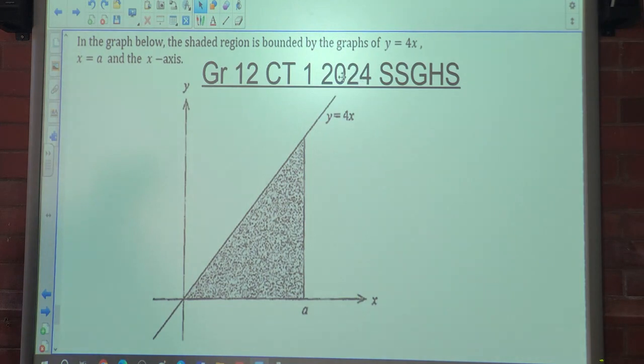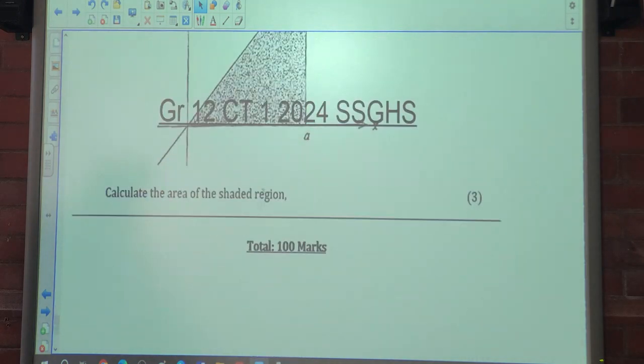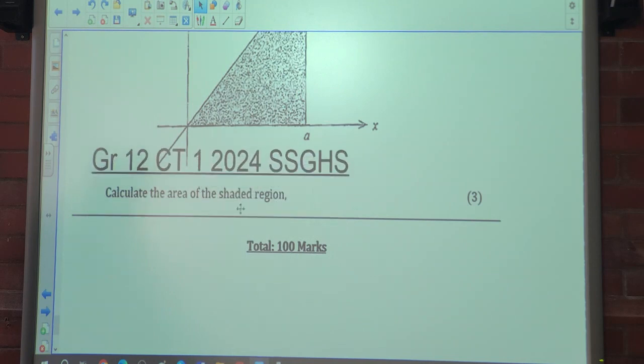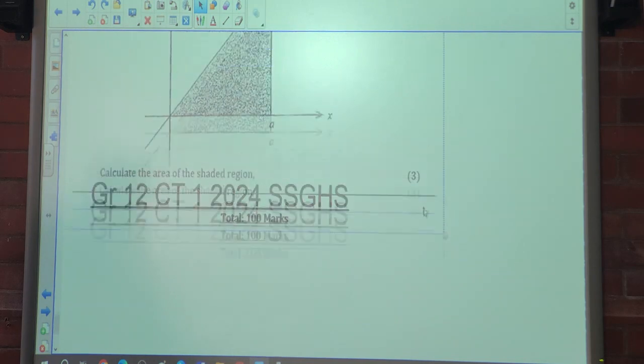People, the bonus question. In the graph below, the shaded region is bounded by the graph of y is equal to 4x, which is this here, x is equal to a, which is that line there, and the x-axis, which is that line there. The question says, calculate the area of the shaded region.